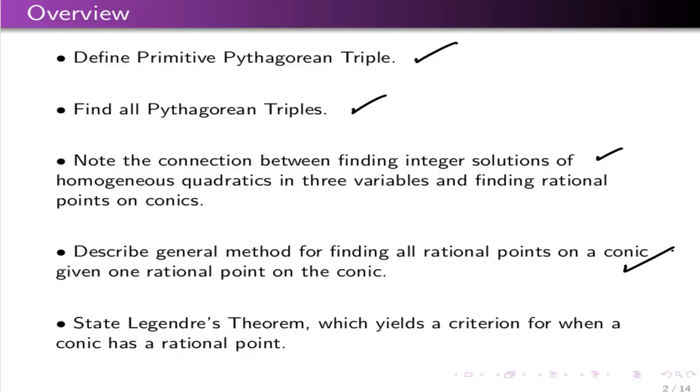And in doing this, we're going to describe a general method for finding all rational points on any conic section given one point. And then finally, we'll just state Legendre's theorem, which gives us a criterion for determining when a conic actually contains some rational point. Although I'm not going to do the proof in this section, we'll do the proof in one of the later chapters in the notes.